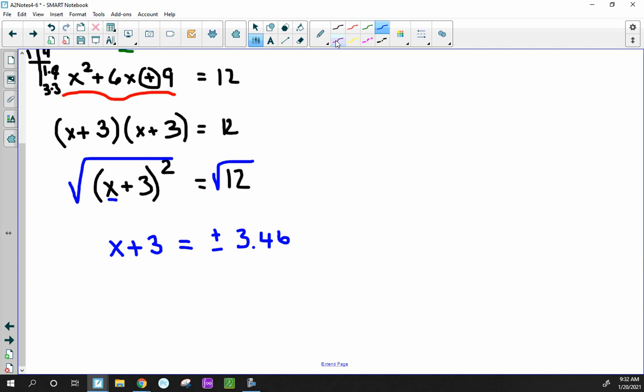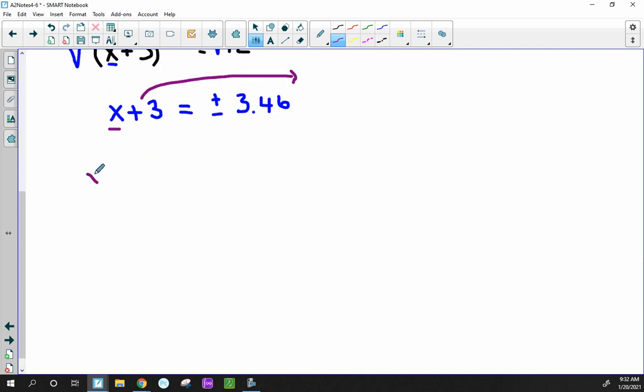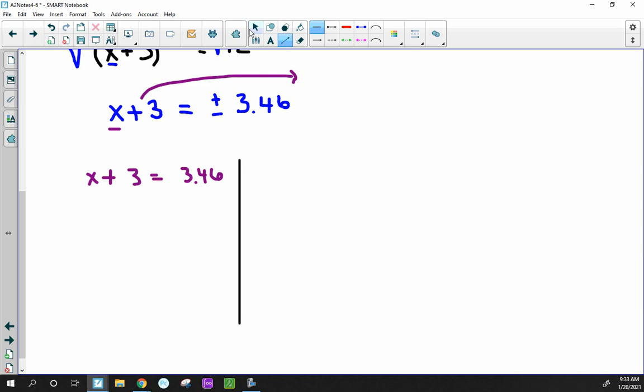And then, again, my whole goal is to get x by itself. I've got a little bit more work to go. I've got to take this plus 3 now and transpose it. But please notice that there are actually 2 things going on here. So this might be a good time to go ahead and write down both equations so you don't miss your answers. So one of the equations is x plus 3 is equal to positive 3.46. The second scenario is x plus 3 is equal to the negative 3.46. And so that is going to make a big difference.